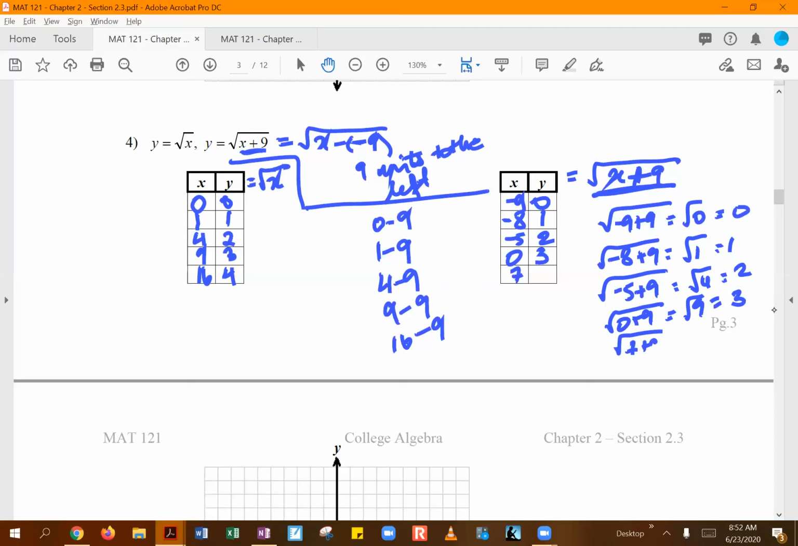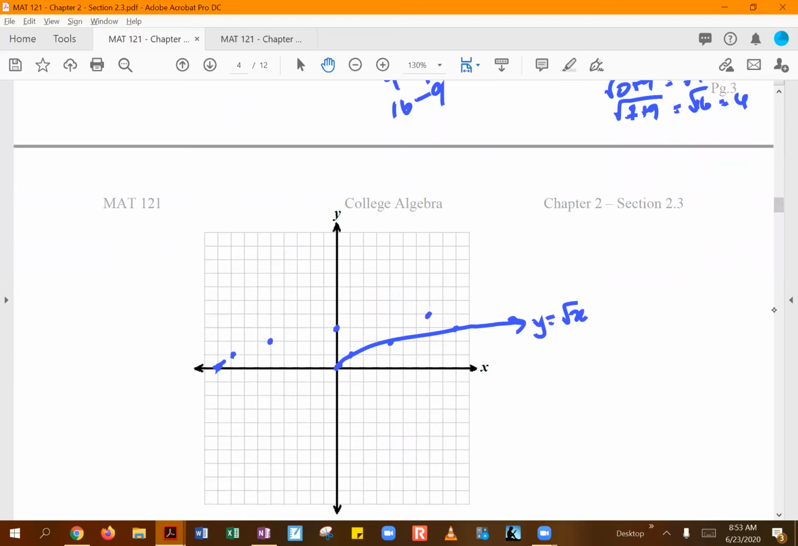So we're at negative 9, 0, which would be here. Negative 8, 1. Negative 5, 2. Okay, and then 0 was at 3, and 7 was at 4. So this is kind of what the shape of our graph would end up looking like, and this is for y equals square root of x plus 9.